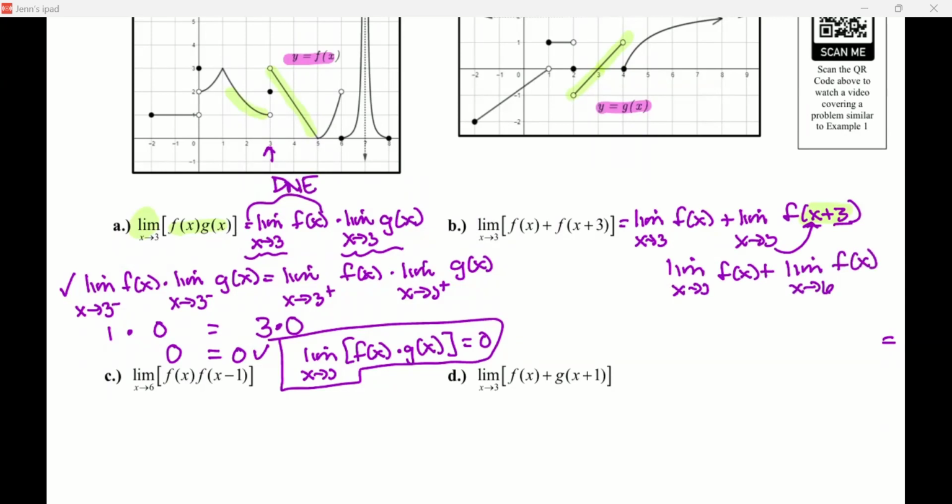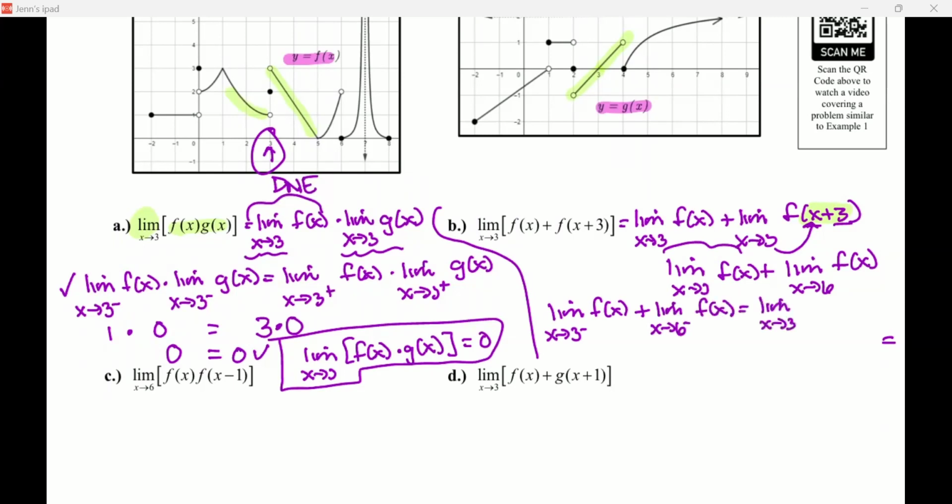So again, as we discussed in the previous problem, the limit as x approaches 3 is a DNE. So we have to go back to the definition of a two-sided limit. I'm going to look at the limit as x approaches 3 from the left of f of x, plus the limit as x approaches 6 from the left of f of x. And I have to check to see if it's equal to the limit as x approaches 3 from the right of f of x, plus the limit as x approaches 6 from the right of f of x.